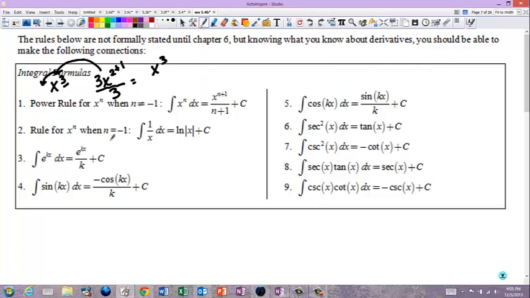And then the rule for x to the n when n is negative 1, the integral of 1 over x is natural log because the derivative of natural log is 1 over x. The integral of e to the anything is e to the anything divided by the derivative of anything. Well, if k is a constant, like e to the 3x, the integral of that would be e to the 3x over 3. The integral of sine is going to be negative cosine.